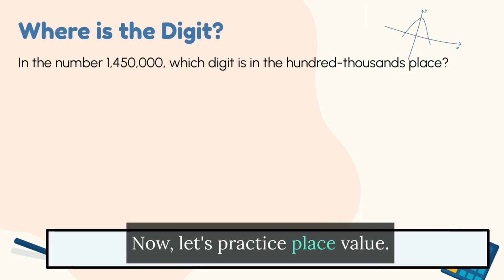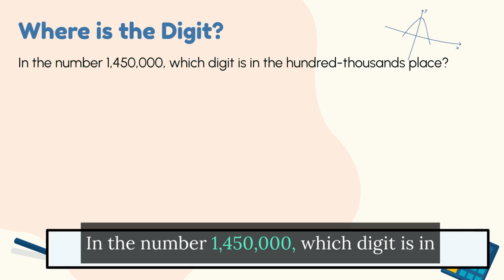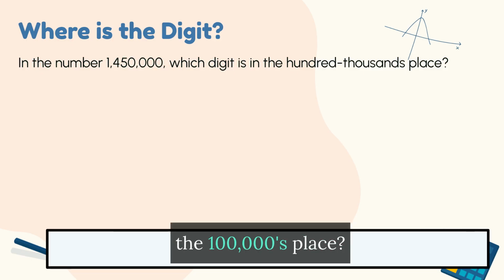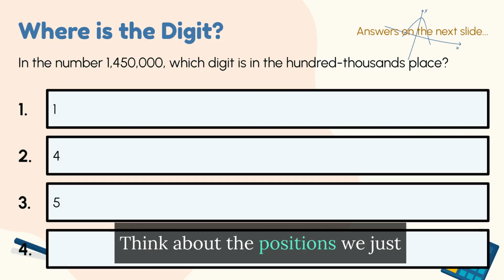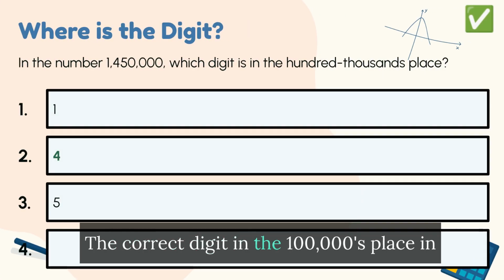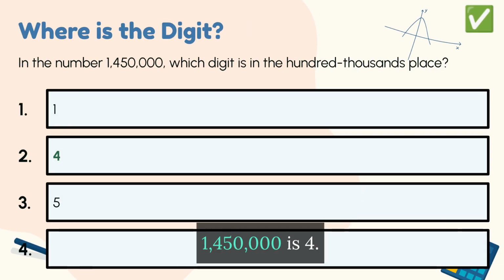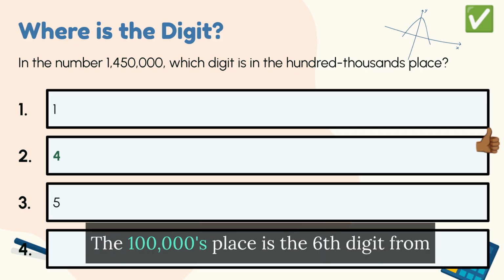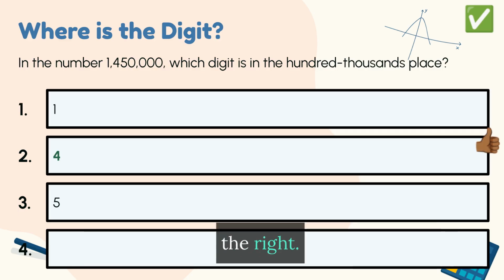Now let's practice place value. In the number 1,450,000, which digit is in the hundred thousands place? Think about the positions we just reviewed. The correct digit in the hundred thousands place in 1,450,000 is 4. The hundred thousands place is the sixth digit from the right.